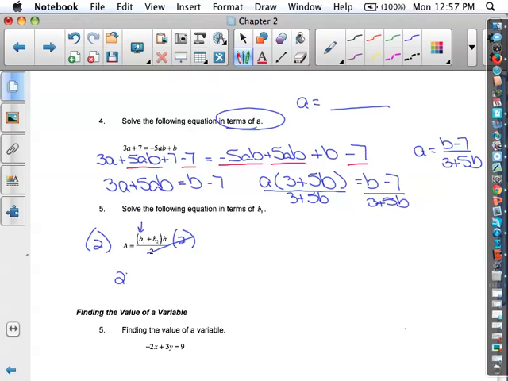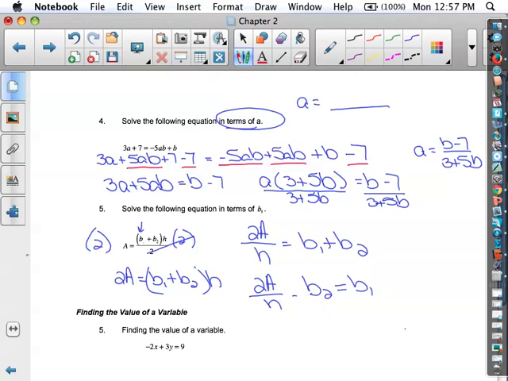This will give me 2A is equal to (B1 plus B2) times H. Now at this point you can distribute the H into B1 and B2, or you can divide both sides by H. I'll divide both sides by H, and I will have 2A over H equals B1 plus B2. And then I can subtract B2 from both sides, so I have 2A over H minus B2 equals B1.